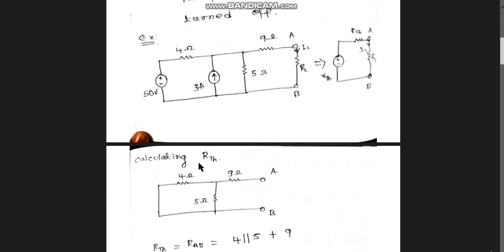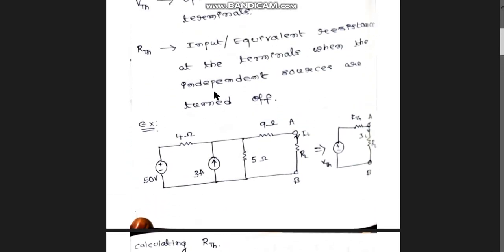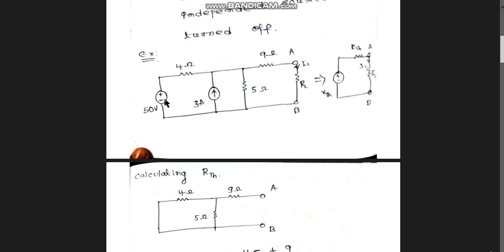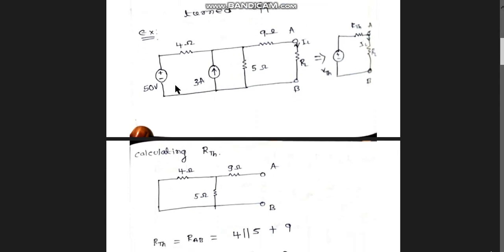How will you calculate RTH? What is the condition for that? We need to turn off independent sources, right? What are the independent sources here? The 50 volt source and the 3 ampere source, right? So turning them off means you have to short circuit the voltage source and open circuit the current source. Open circuit in the sense you just have to remove it. You just have to remove that current source and short circuit this one, so that you will get these circuits.